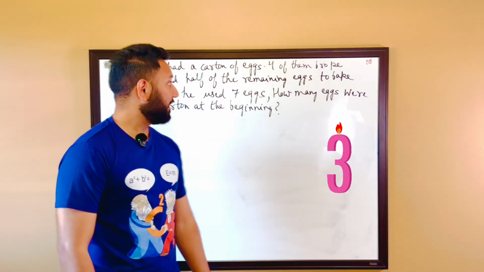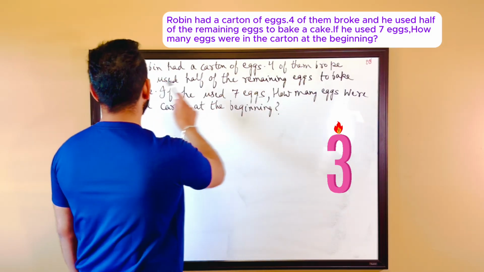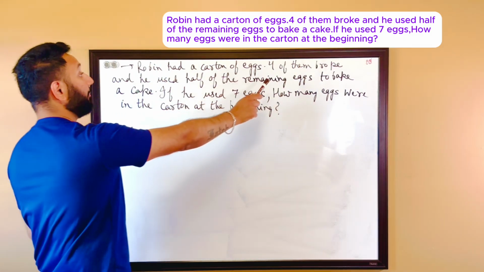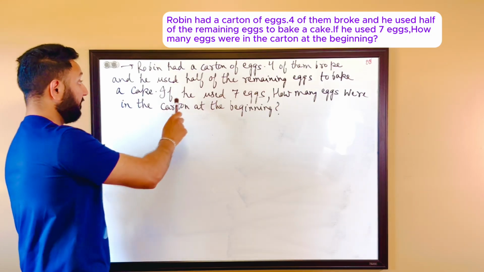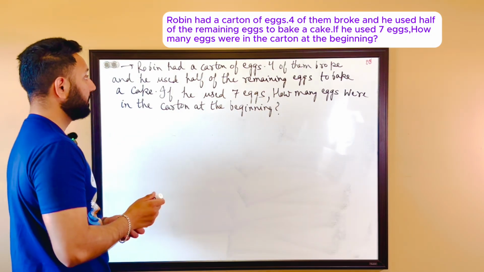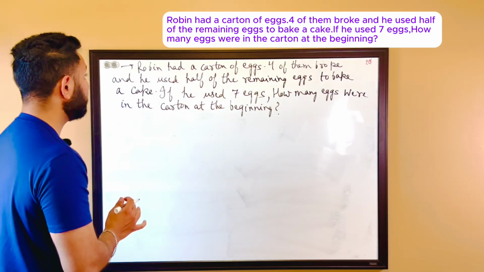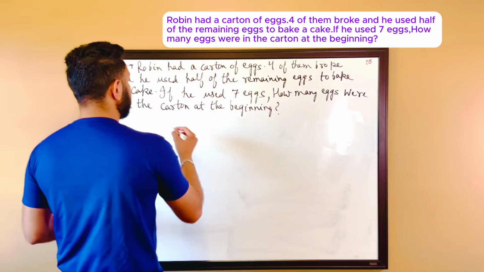Our third example is: Robin had a carton of eggs. 4 of them broke and he used half of the remaining eggs to bake a cake. If he used 7 eggs, how many eggs were in the carton at the beginning? So let's emphasize what is given to us in the statement.